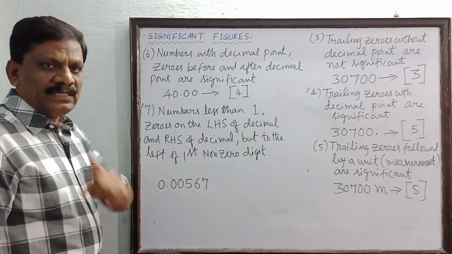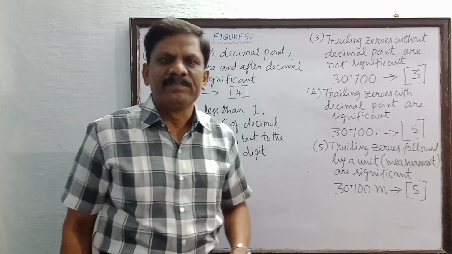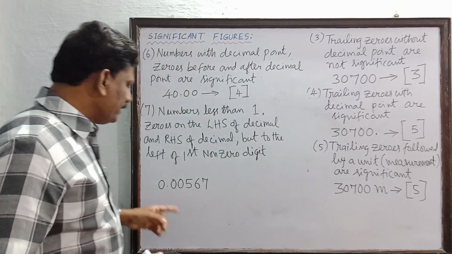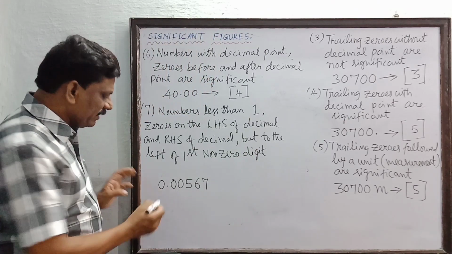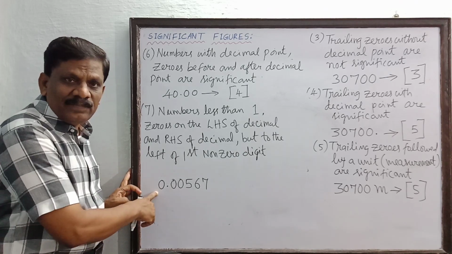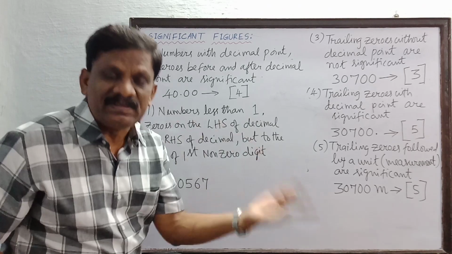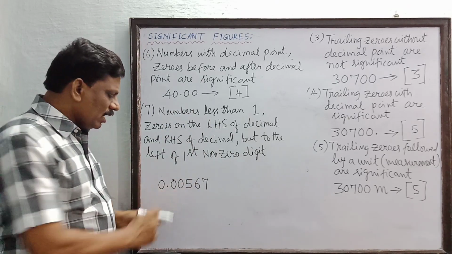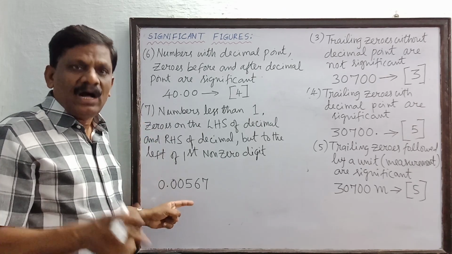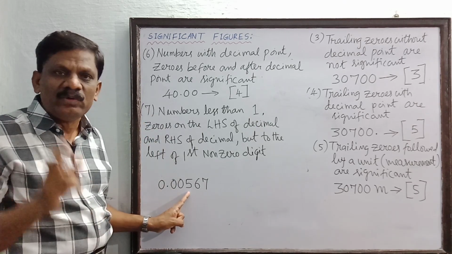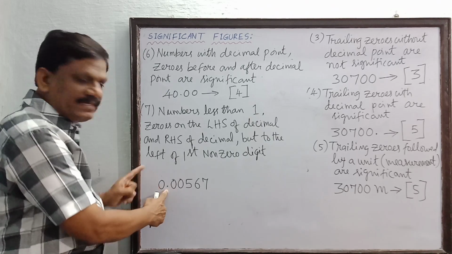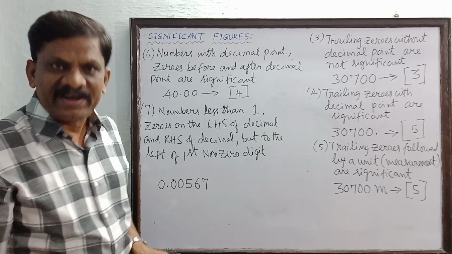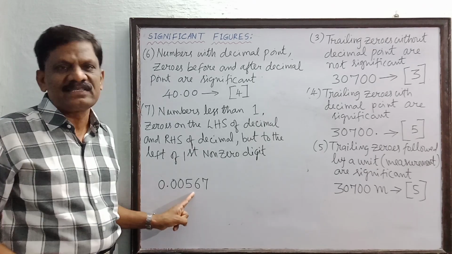0.00567. Is it less than 1 or not? You tell me. The number is 0 point something, so naturally it is less than 1. How many zeros appear to the left side of the decimal point? You see here, 1 zero. Then how many zeros are on the right side of the decimal point? 2 zeros. These 2 zeros are on the right hand side of the decimal. Are they also to the left hand side of 5? These 2 zeros are on the right side of the decimal point, but they are also to the left side of the number 5, which is the first non-zero digit in this number.